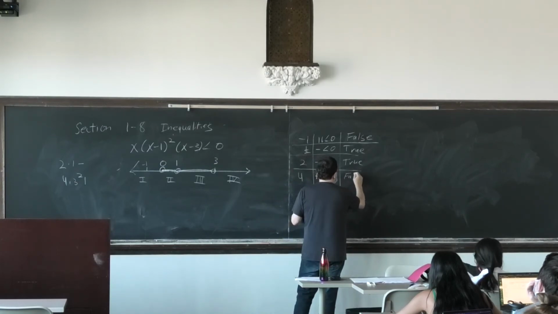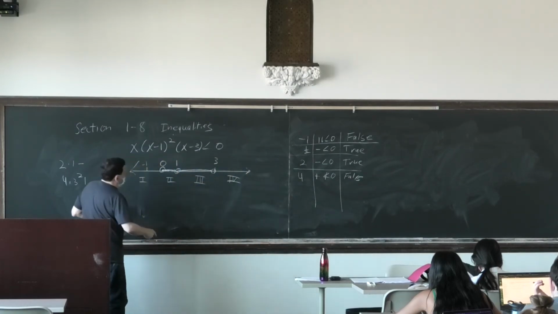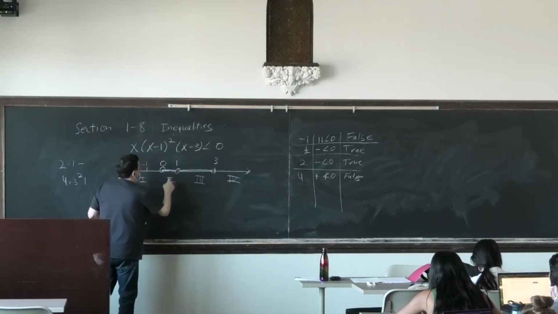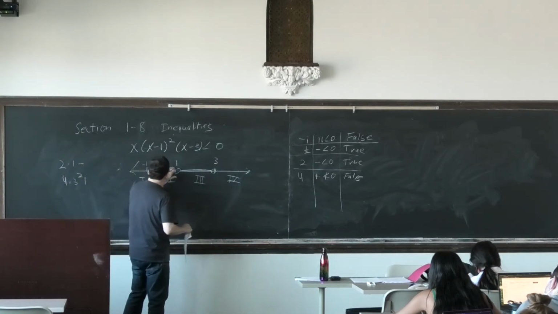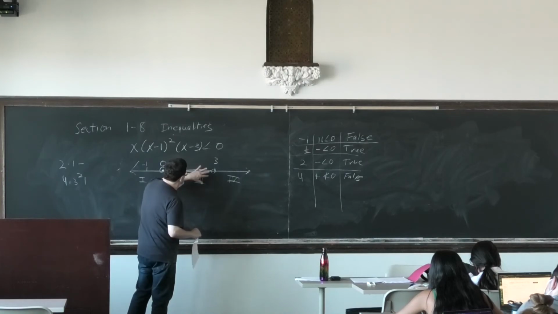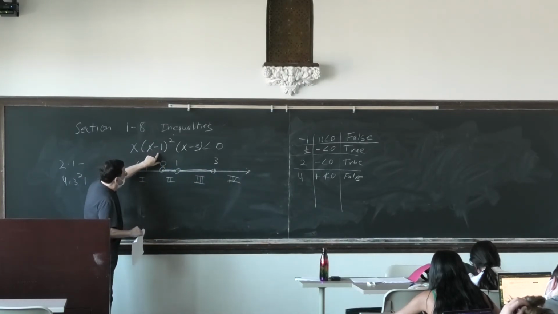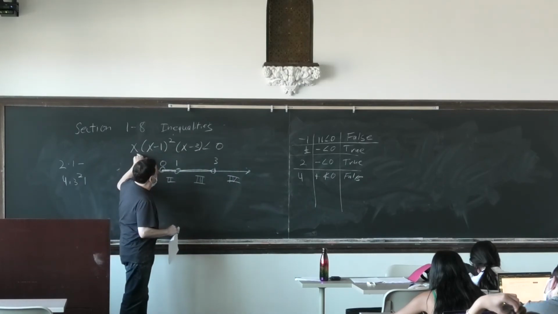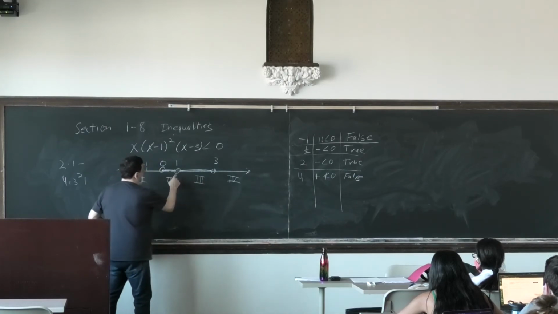This is false. So it doesn't include out here. Now, one curious thing here is 1. I'd say everything between 0 and 1, or everything between 1 and 3 are included, but not 1? Well, let's check. Here we get 0. Everything here is 0. 0 is not less than 0. So we do have an open interval here.